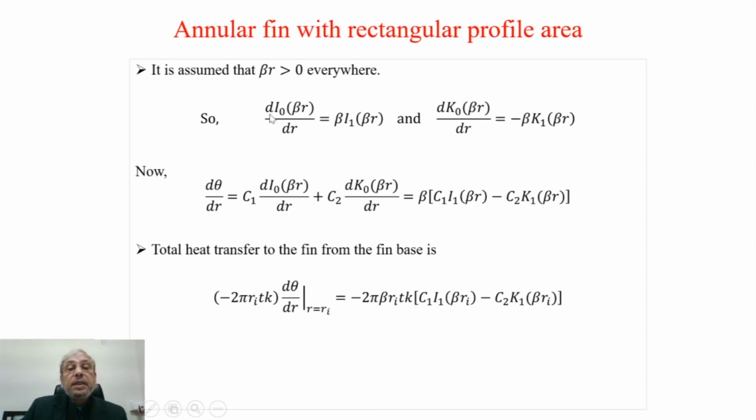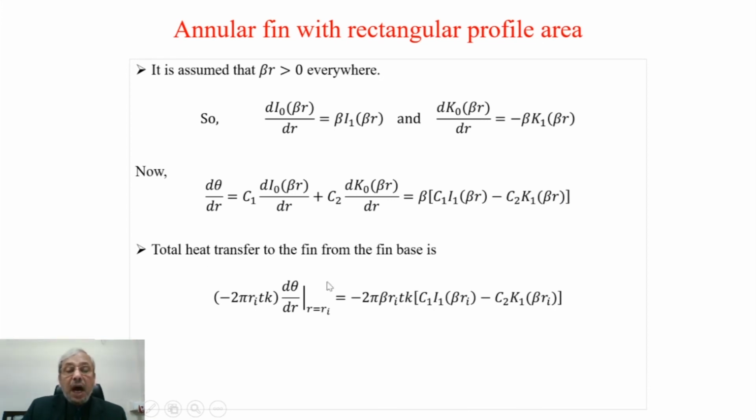And then d by dr of I naught beta r is beta I1 beta r, and d by dr of K naught beta r is minus beta K1 beta r. From there, we can write straightforwardly d theta dr, which is beta times C1 I1 beta r minus C2 K1 beta r.